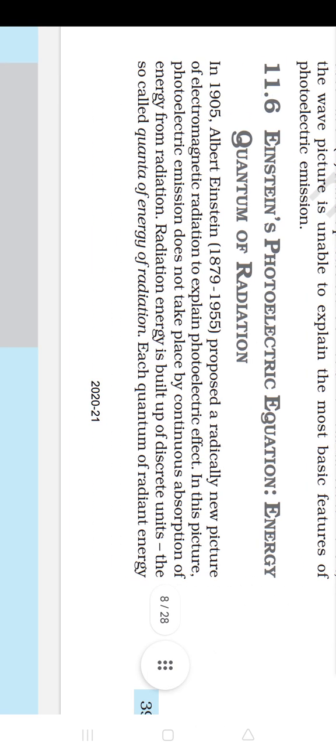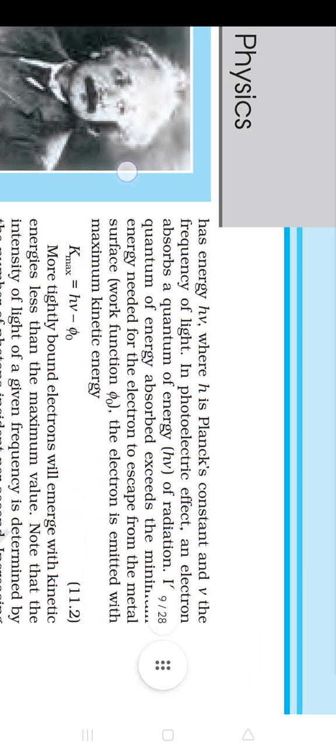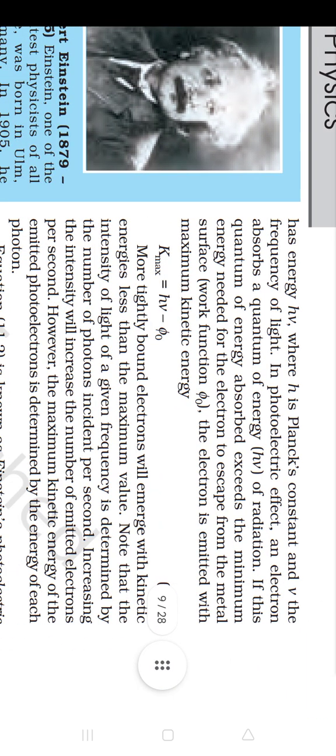11.6 Einstein's photoelectric equation, energy quantum of radiation. In 1905, Albert Einstein proposed a radically new picture of electromagnetic radiation to explain the photoelectric effect. In this picture, photoelectric emission does not take place by continuous absorption of energy from radiation. Radiation energy is built up of discrete units, the so-called quanta of energy of radiation. Each quantum of radiant energy has energy hν, where h is Planck's constant and ν the frequency of light.